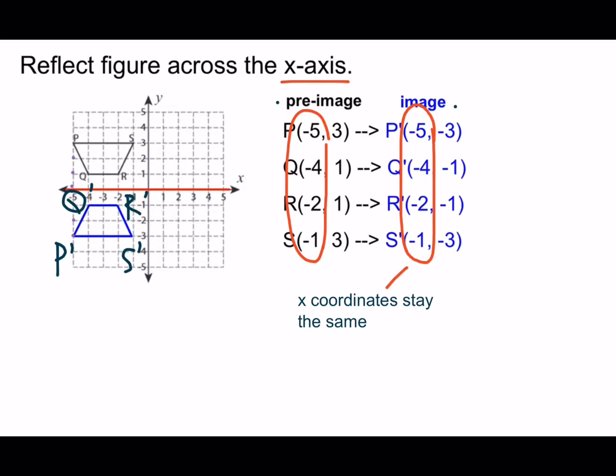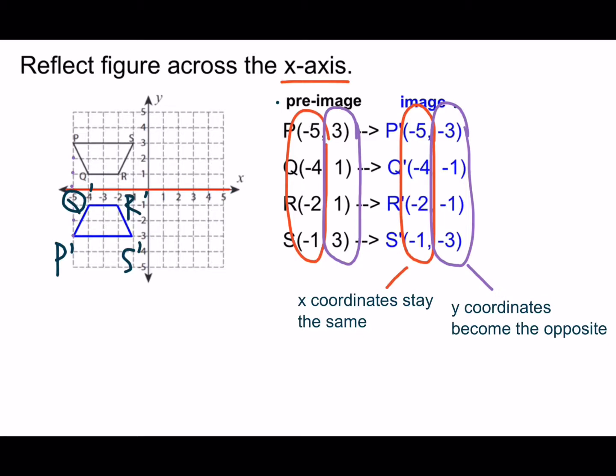Let's see what happens with our y coordinates. So y coordinates for your pre-image, and then y coordinates for your image. What do you notice? You should see that 3 becomes -3, 1 becomes -1, 1 becomes -1, 3 becomes -3, so it is becoming the exact opposite. So we're going to make note here that the y coordinates become the opposite.